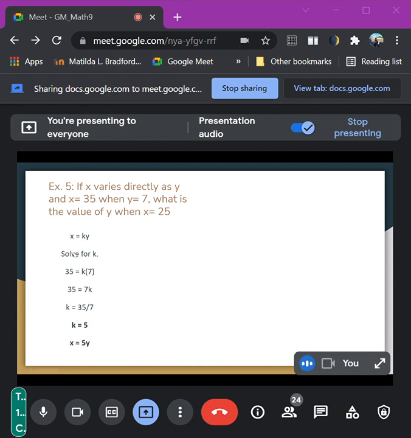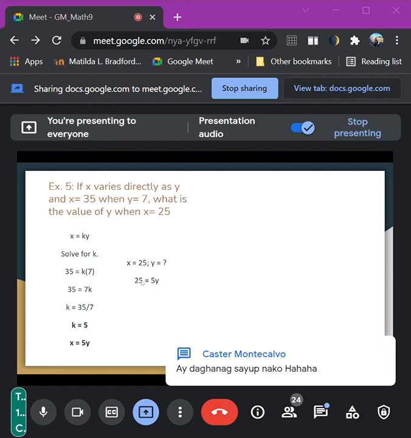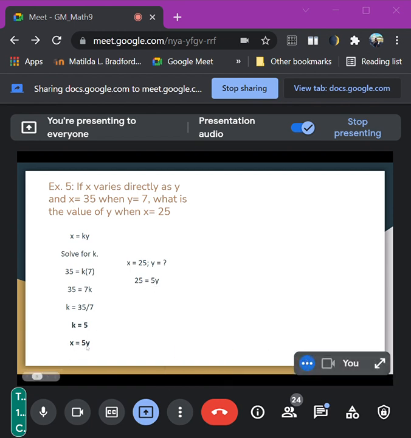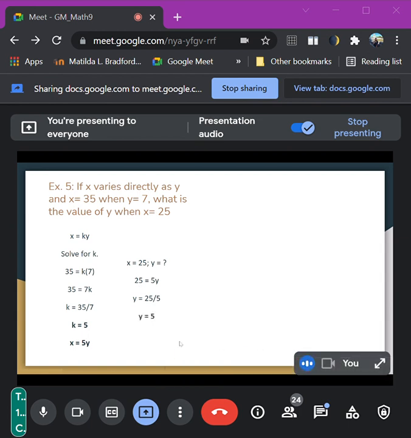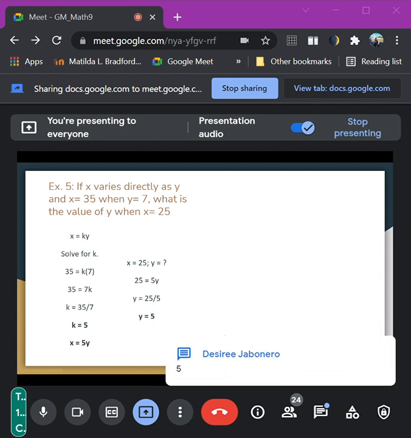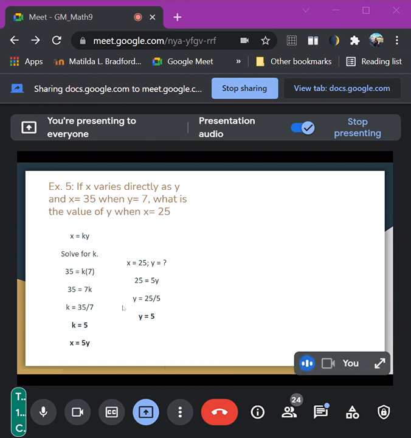So, you have x is equals to k times y. So, pangitaon daw nato ang y class kung ang iyahang x kay 25. So, substitute lang nato siya. You have there, x nato is 25 and then 5y. Kay you have there, 5 man is your constant and then your y. So, you're going to divide that by 5 both sides. So, your y is equal to 5. Okay? So, nakita na nato nga kung ang x niya class is 25, iyahang y is equals to 5.